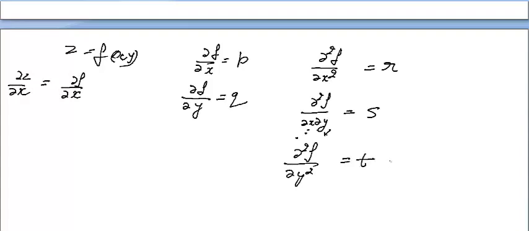So you must know what is the meaning of small p, small q, small r, small s, and small t. In future, many times you will see these kinds of representations in questions, correct? And one more interesting thing is there.